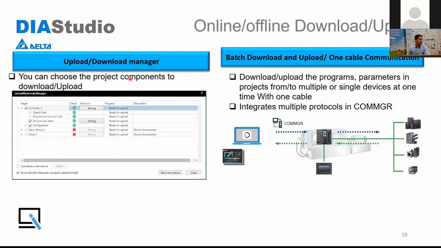Here you see the example, upload download manager. Here you see the controller, servo and drive, and you can choose which one you want to download, or if it is available right now or not. And you can see the status also, which one is downloaded or not.